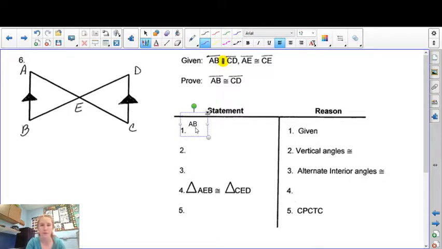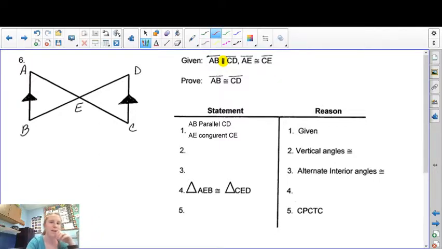So AB is parallel to CD, and AE is congruent to CE. All that stuff's given. I already have it marked that it's parallel. It doesn't make anything equal, so I can't really do anything with that statement yet. But I see that AE is congruent to CE, so I can go ahead and mark that guy.